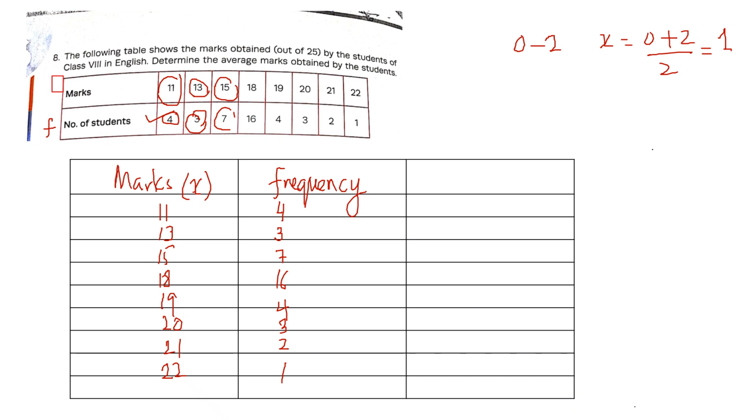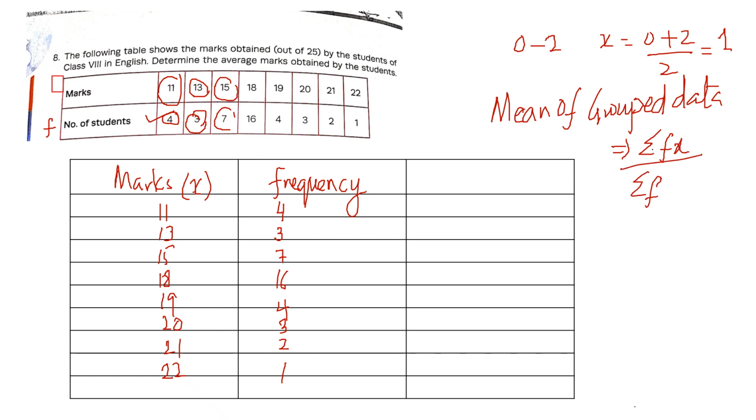Now when I am finding the mean of grouped data, as this is grouped because the frequency is given, I use this formula: sum of f x divided by sum of f. That means I need to first multiply the frequency with x, that is the marks, and then add them up to get sum of f x. Let's do it so that you understand it. f x means you have to multiply f with x. That is, you multiply 4 with 11, 13 with 3, 15 with 7, and so on. So let's see what we get when we multiply these, and then we will do it further.